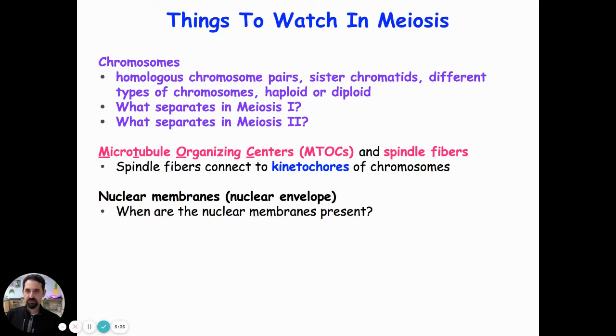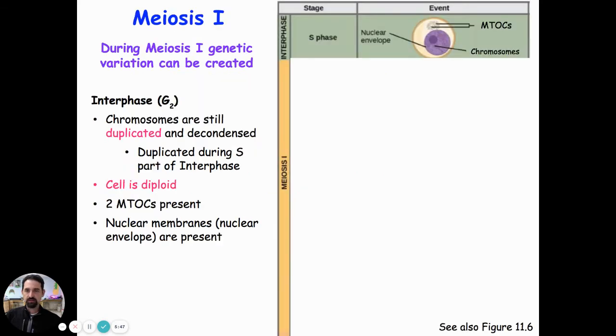Okay, so first off, some things to watch. Watch the chromosomes, whether they're homologous or sister chromatids, and watch how they get separated. Once again, we have the MTOC, or those spindle fibers that pull these apart. And let's go check this out.